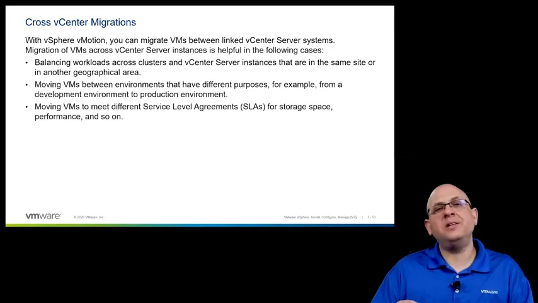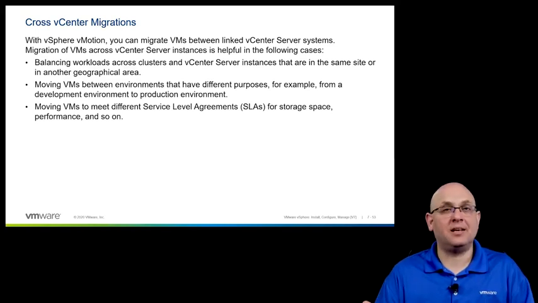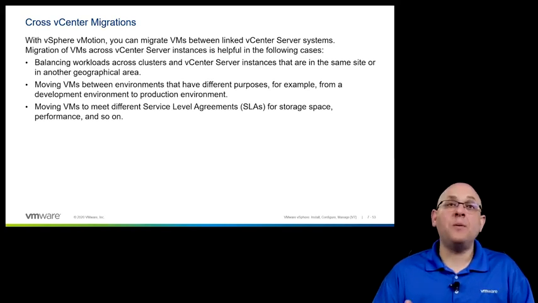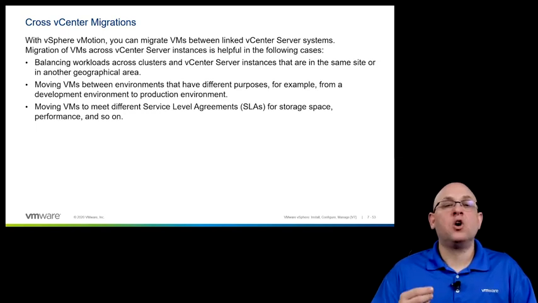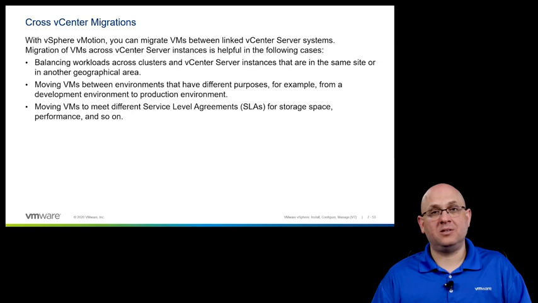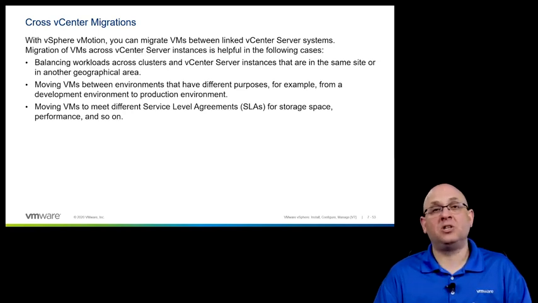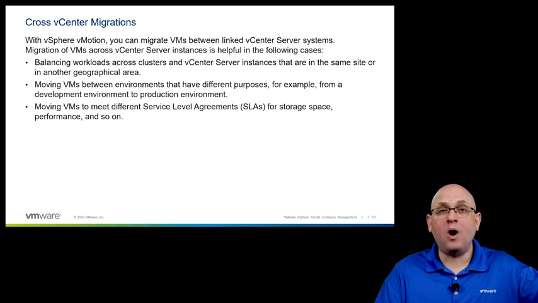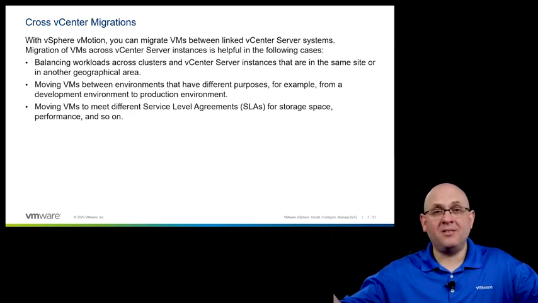When vMotion was initially introduced, all vMotions had to be done between ESXi hosts that were managed by the same vCenter server. But as time went on, and with the release of vSphere 6, we enabled cross vCenter vMotions. That is, I can migrate a virtual machine that is running on a host managed by one vCenter to a host that is managed by another vCenter.